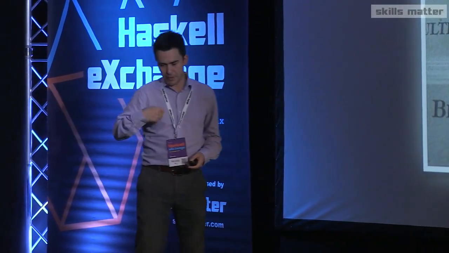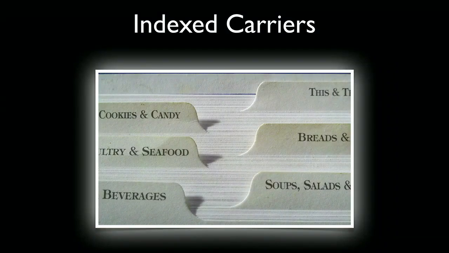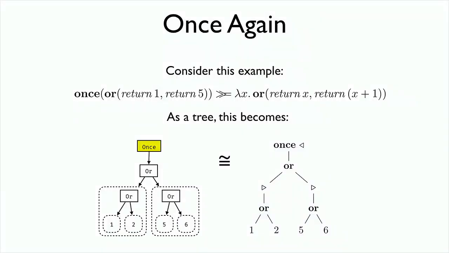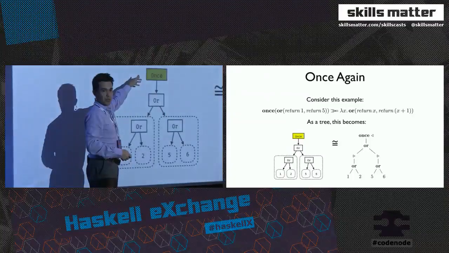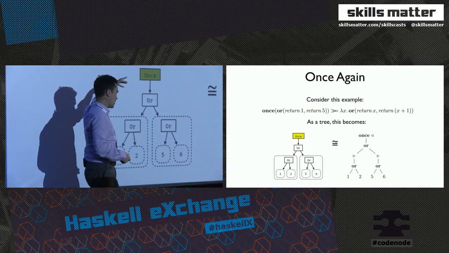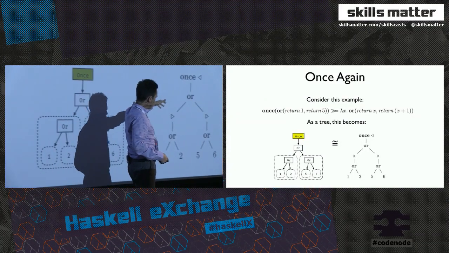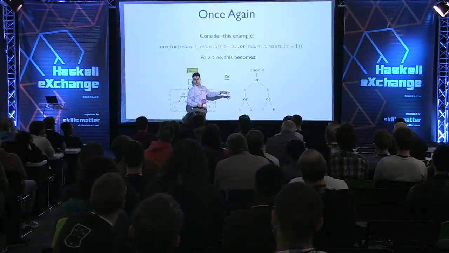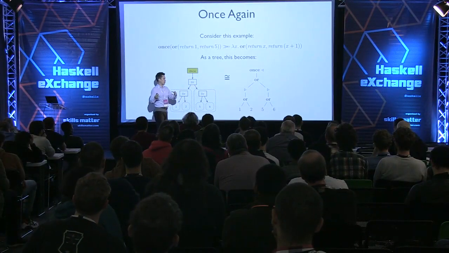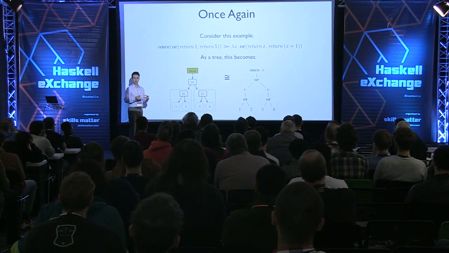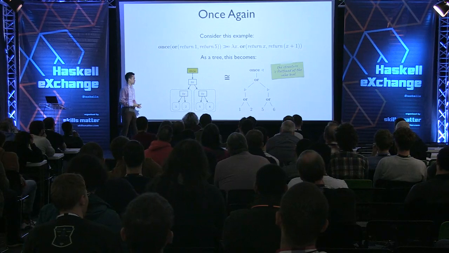And to fix that, we had to go through this process of creating these indexed carriers. So the idea is roughly that if you consider this tree example, rather than having a once node up here which has this strange type, we're going to annotate a tree with these brackets, so left and right triangles, that say this is where the scope of the computation is, or this is the scope of the things underneath me.